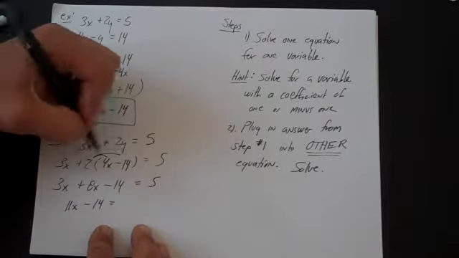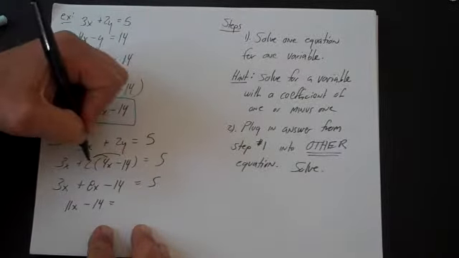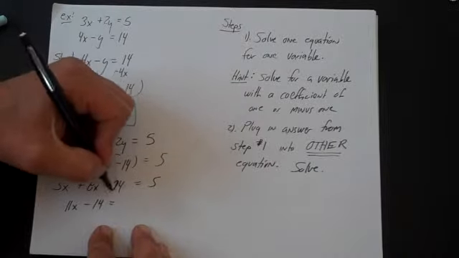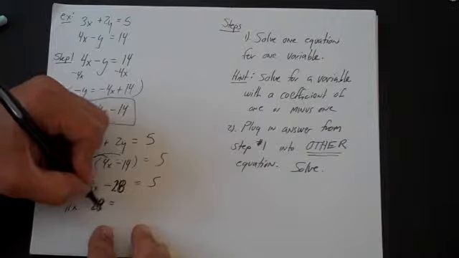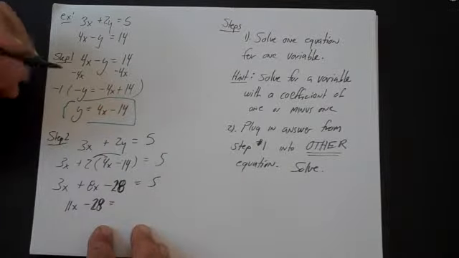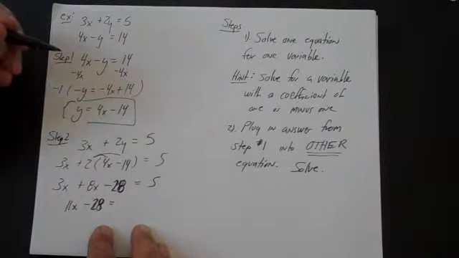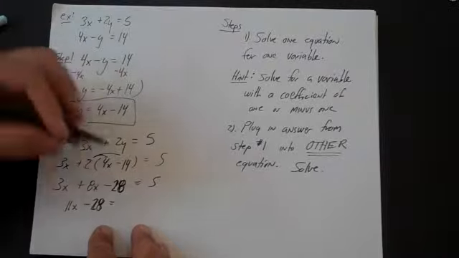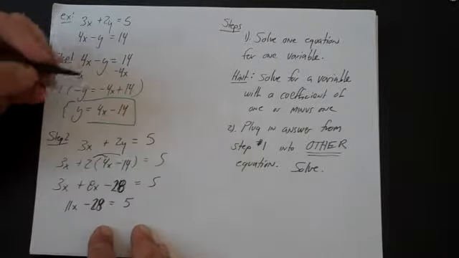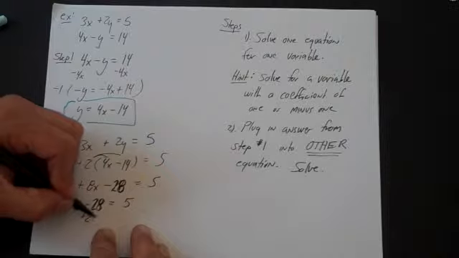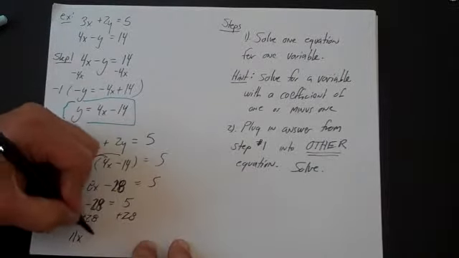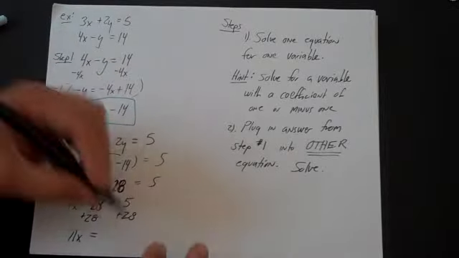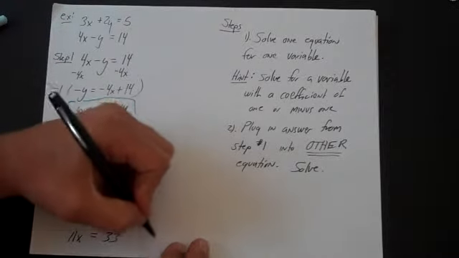Oh, actually, that's not right. 2 times 4 is 8, but 2 times 14 is 28. So you have to be really careful with your distributing. 2 times 14, right? So 11x minus 28 is 5. Then I'm going to add 28 to both sides, and I get 11x is 33. So x is 3.